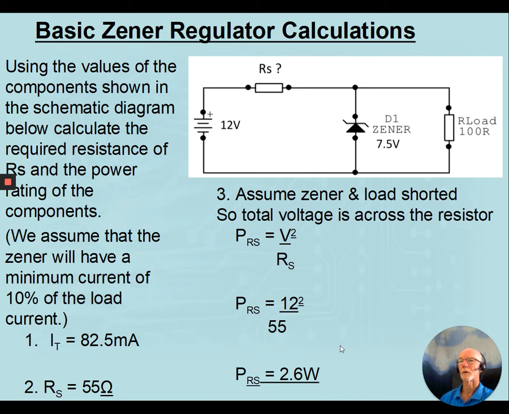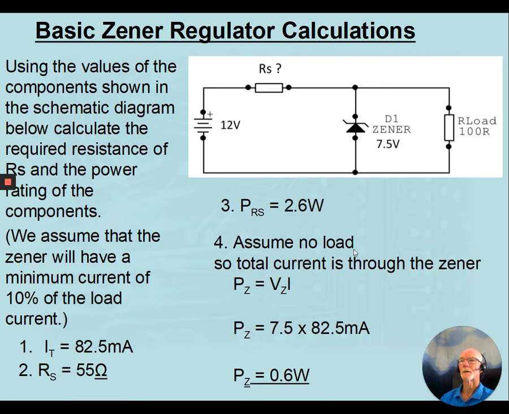Now we don't have a 2.6 watt resistor. Resistors come in quarter, half, 1, 2, 5 watt, and 10 watt values. So to be safe, we would use a 5 watt resistor there as the minimum value of its wattage rating, power rating. So that's the resistor taken care of, 55 ohms at 2.6 watts, or 5 watts we'll go up to.